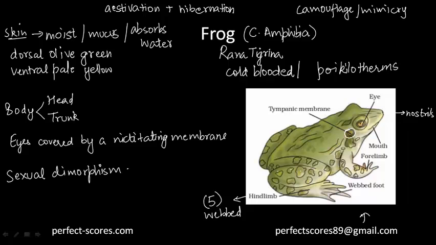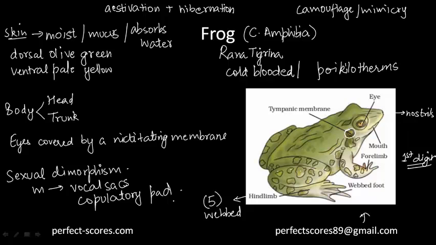That means the males and the females can be distinguished by the presence or absence of certain features. In the males, there is a sound producing organ known as a vocal sac, and a copulatory pad is present on the first digit of the forelimb. Both of these are absent in the female frog. So that is a rough idea about how the structure looks.